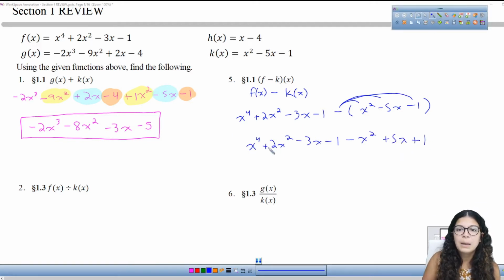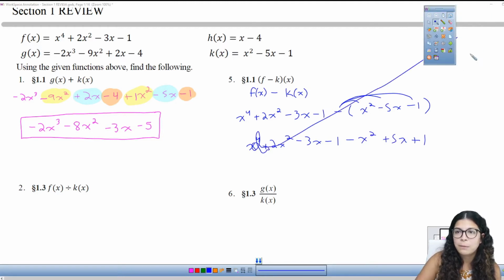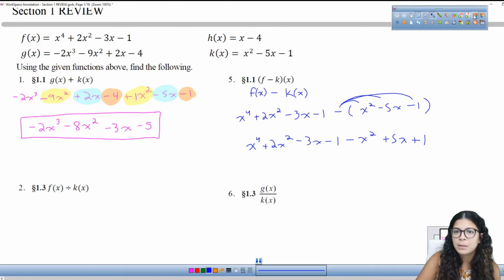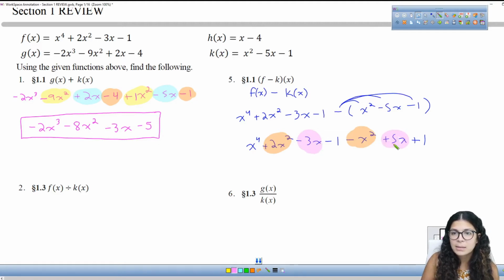So let's see what we can combine. We can't combine x to the power of 4 with anything. Ooh, that's crazy. I didn't mean to do any of that. Let me undo. I can't combine x to the power of 4 with anything, but I will be able to combine x squared with x squared. I'll also be able to combine x with x, and I'll be able to combine constant with constant.